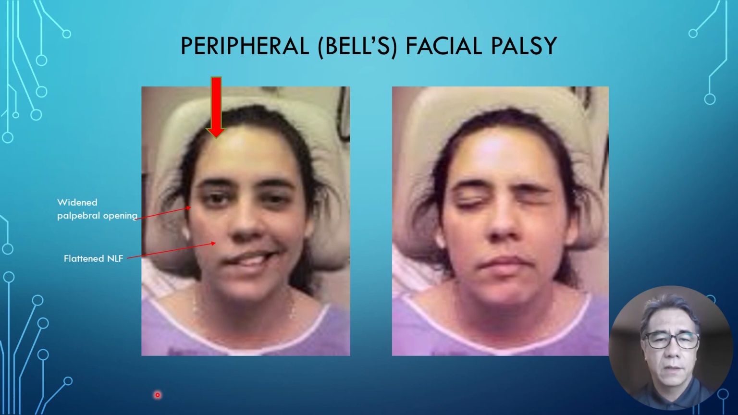Bell's palsy, on the other hand, is when you have widened palpebral opening, flattened nasolabial fold, and the absence of creases or wrinkles when the patient is asked to close their eyes and wrinkle their forehead. So the mouth appears to be pulled to the left side only because there is no equal contraction of the facial muscles on the right side in this situation. So there's flattening of the nasolabial fold on the right, wider eyes, and no wrinkles on frowning.